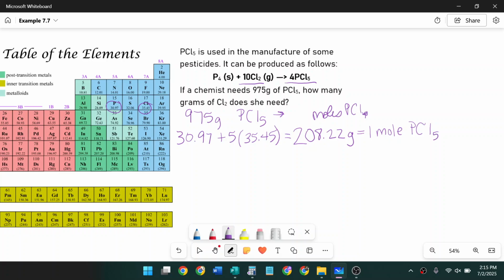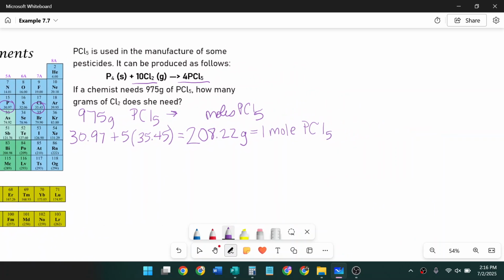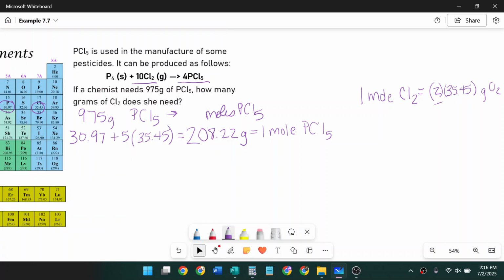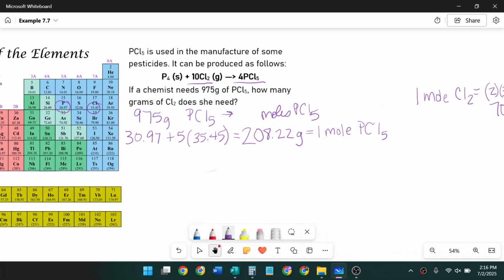I just realized I wrote the wrong number right here. It should be a 5. All right, and because we're going to work with the Cl2 later, let's go ahead and make a conversion relationship for that. So 1 mole of Cl2 is the same as 2 times 35.45 grams of Cl2. And again, when we multiply 35.45 times 2, we're actually just adding it to itself twice. 70.90 grams is how much that is.